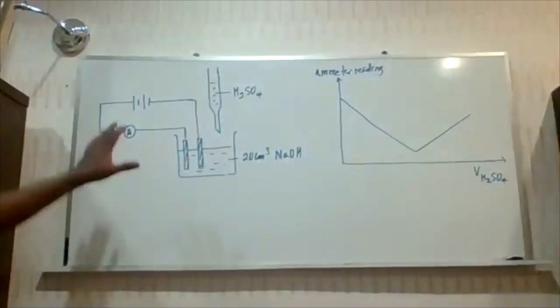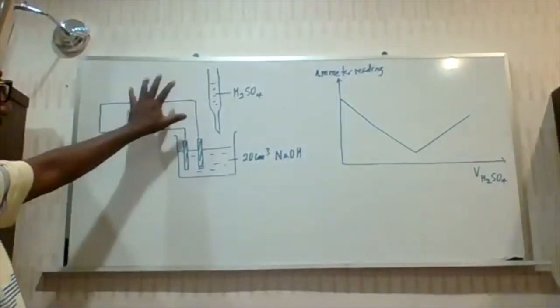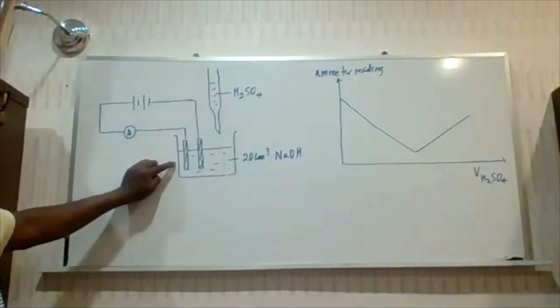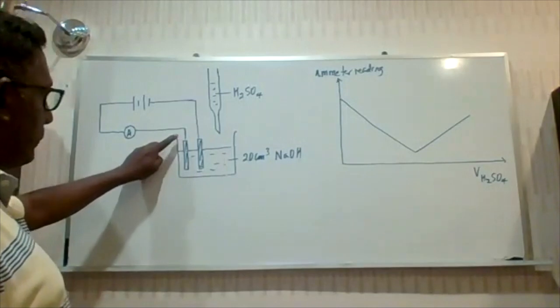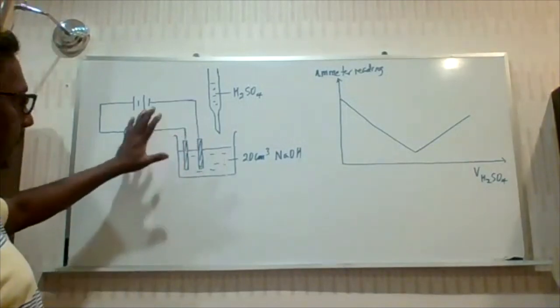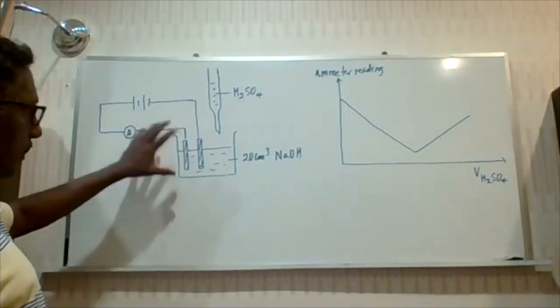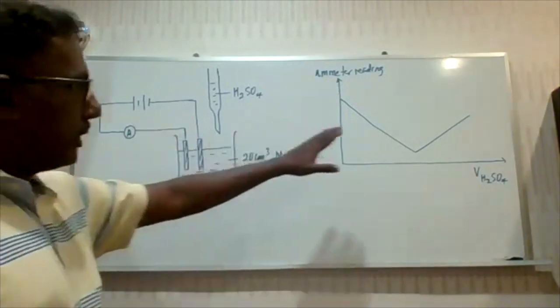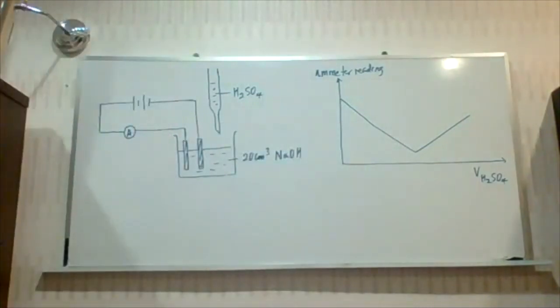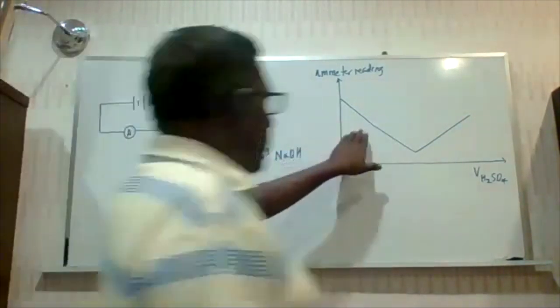So this is given to you. This is the apparatus setup of titration, but the titration is linked with conductivity of electricity. The pattern of conduction of electricity is shown in the graph. So the graph shows the results of the conductivity of electricity. So let's just quickly analyze the graph.